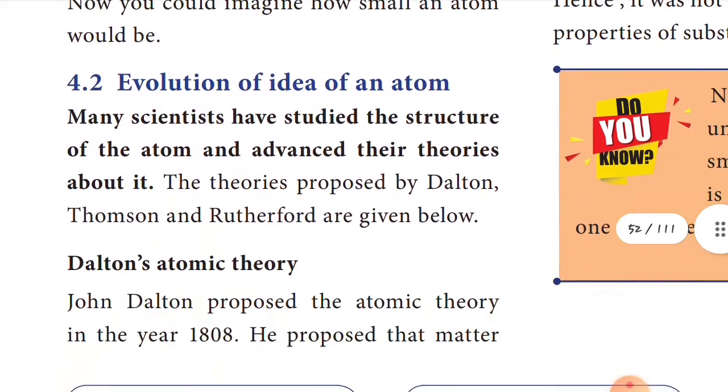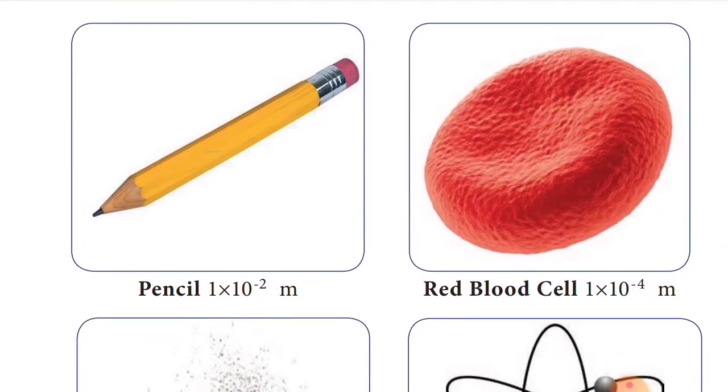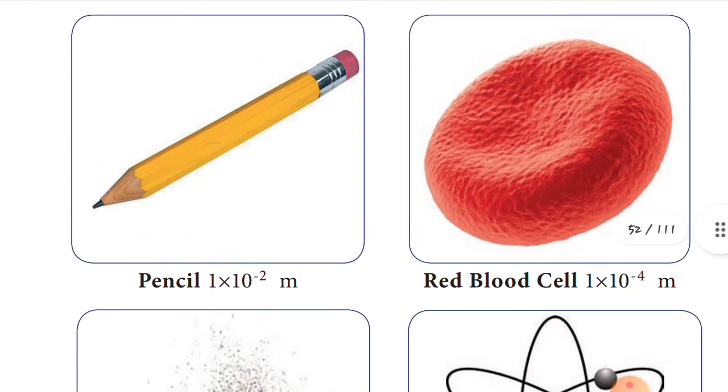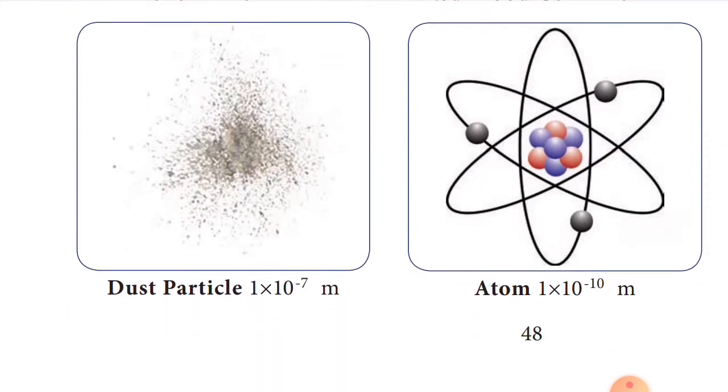See here, see the diagram, children. The size of this pencil is 1 into 10 power minus 2 meter. And here, see the red blood cells in our human body. You know, there are two kinds of cells: one is red blood cells, another one is white blood cells. This is the structure of red blood cells, children. It looks like a tablet. Its size is 1 into 10 power minus 4 meter. And see here, dust particles: 1 into 10 power minus 7 meter.